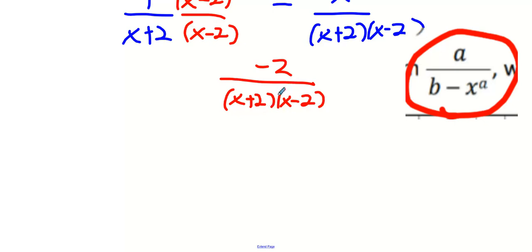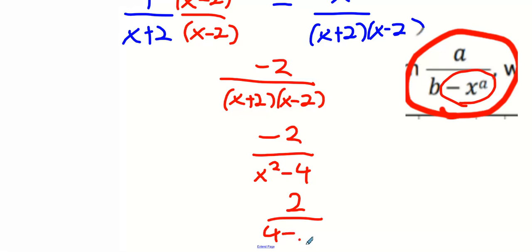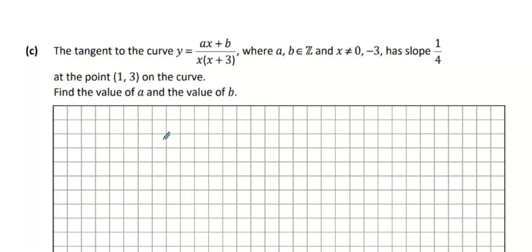So here's how I do this. I do minus 2 over, and I multiply it back out into x squared minus 4. And see the way they want the x part to be minus, I'd multiply top and bottom by minus 1. And see now, the a value is 2, the b value is 4. And we're done. Here we go. Tangent, right? Now, multiply out the bottom parts.